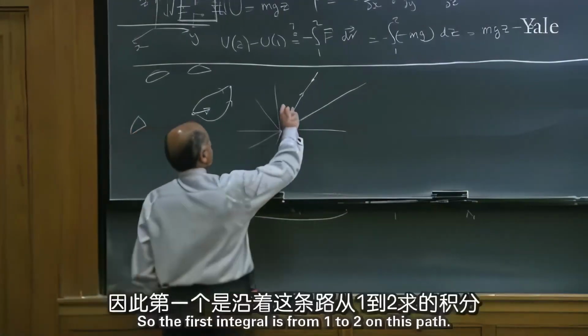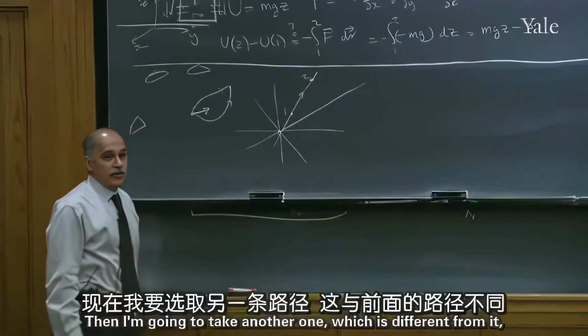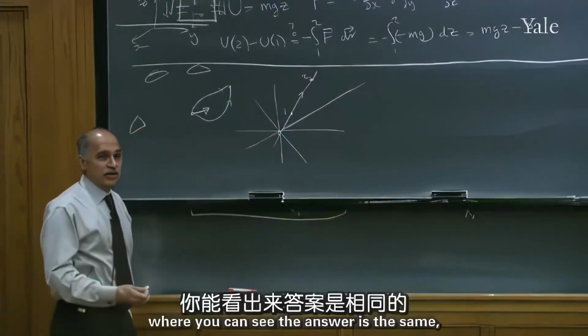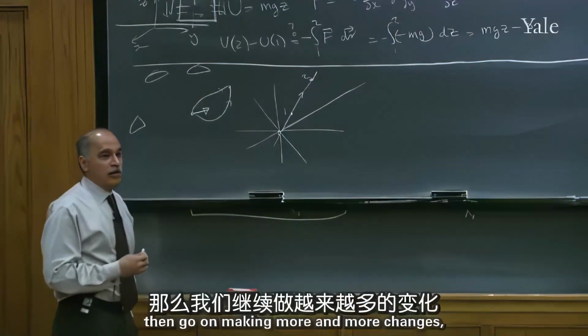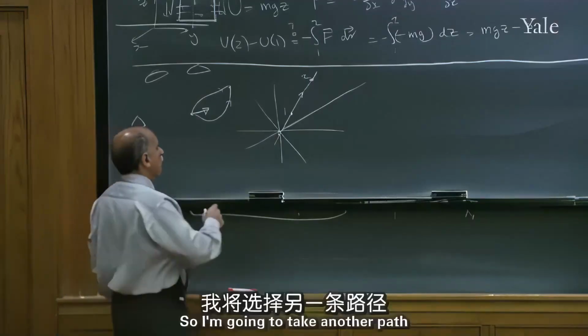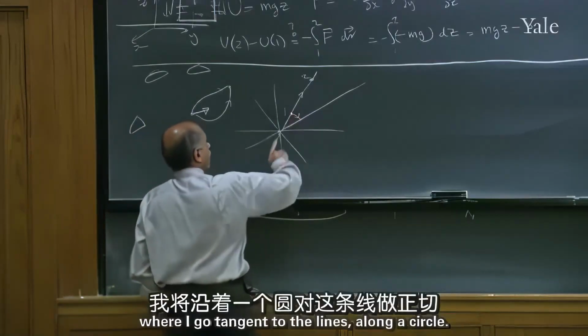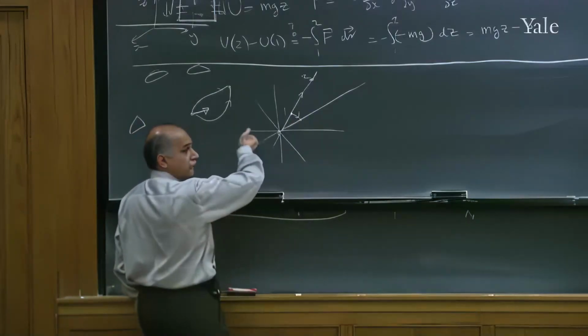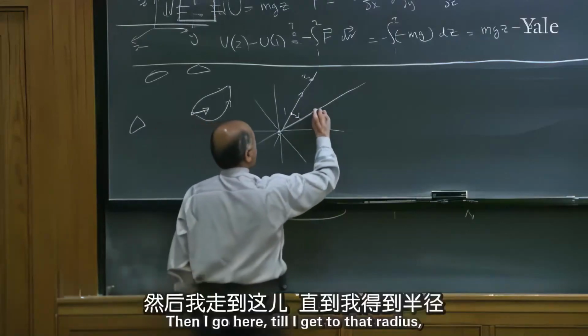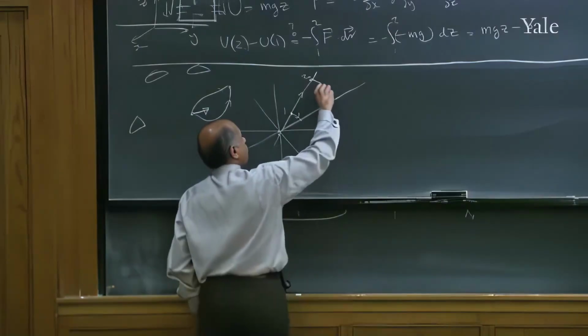So the first integral is from 1 to 2 on this path. Then I'm going to take another one, which is different from it, where you can see the answer is the same, then go on making more and more changes, and the answer will not change. So I'm going to take another path where I go tangent to the lines, along a circle. Then I go here till I get to that radius, then I turn around and do that.